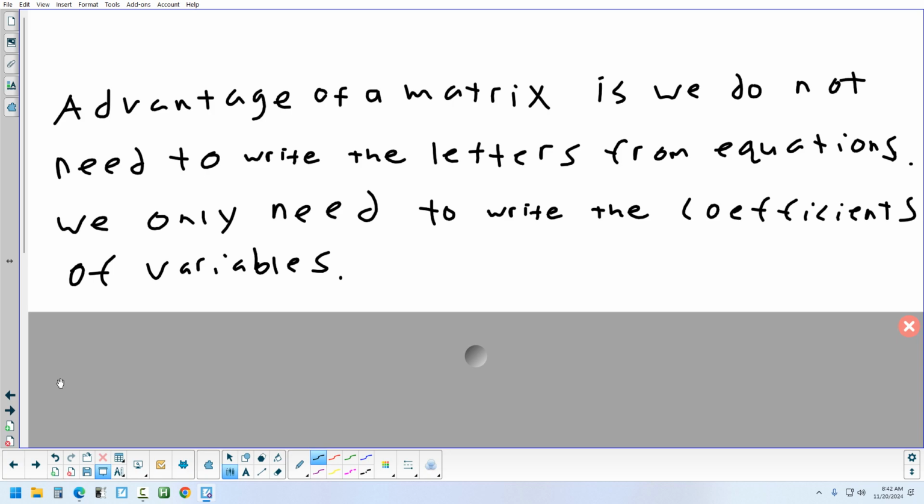So the advantage of a matrix is really two things. One, it's a very organized way to solve it, and it's exactly the same way every time. And you don't have to write down any letters. What we do have to write down is the numbers in front of the letters. We have to keep track of all the coefficients.